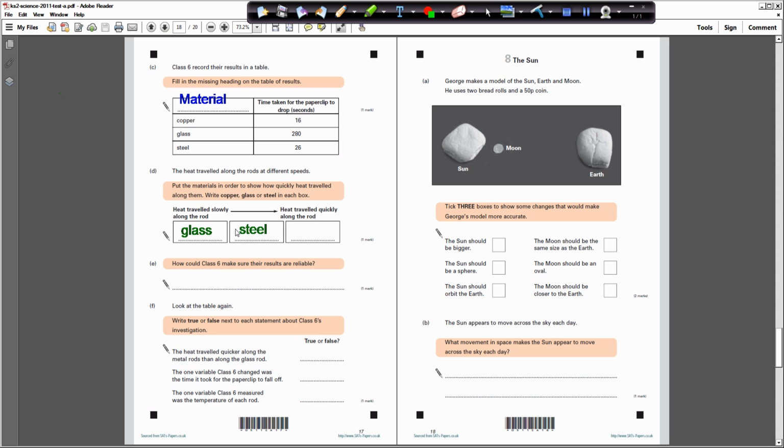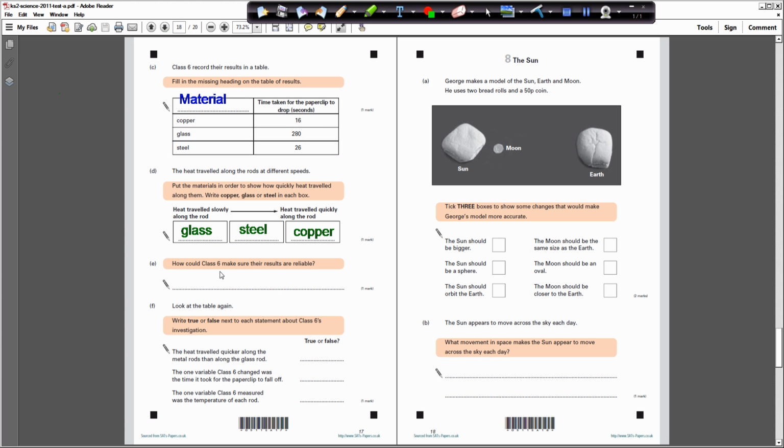Now, which one was the quickest? Copper was the quickest because it had the smallest, the least amount of time. So that was copper. Mr. Isam, have you copied down those 3 words? Yes, sir. Good, well done.